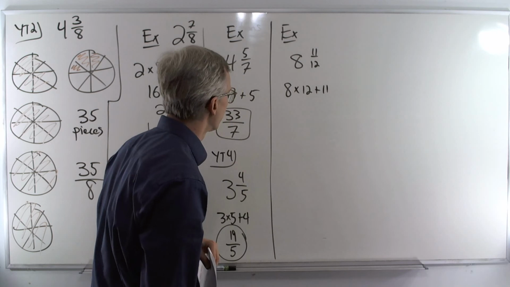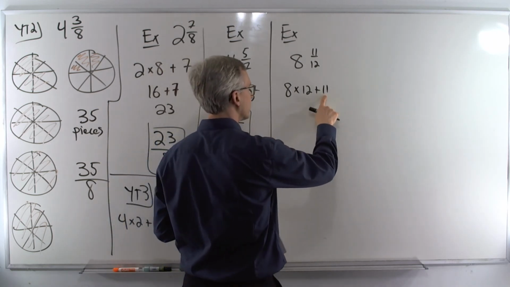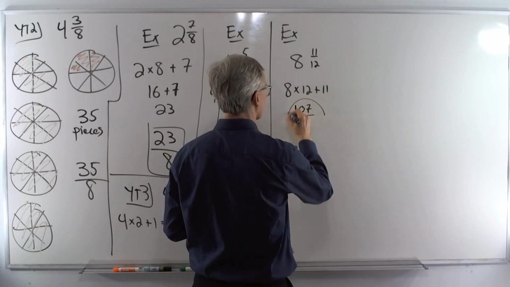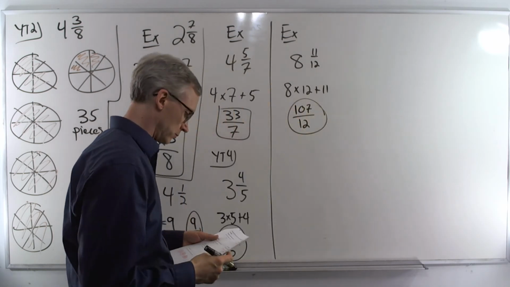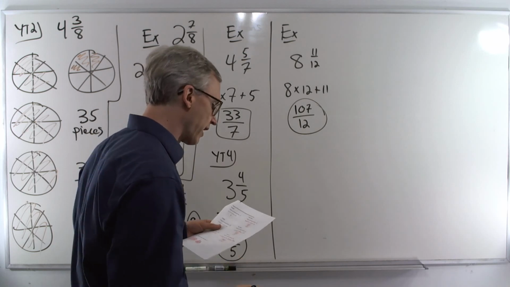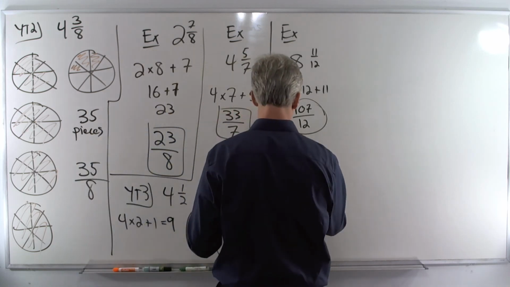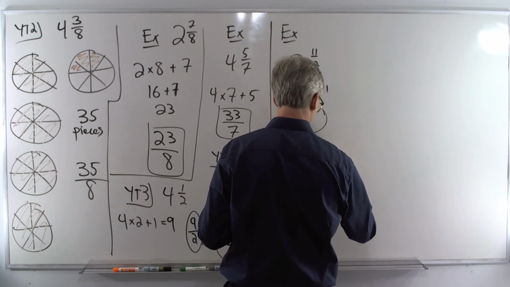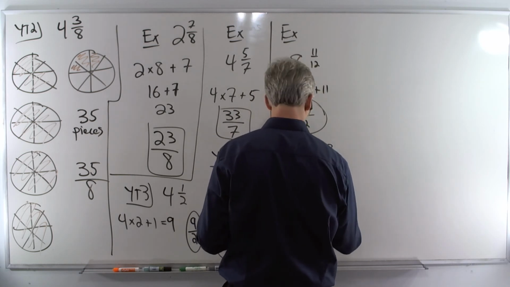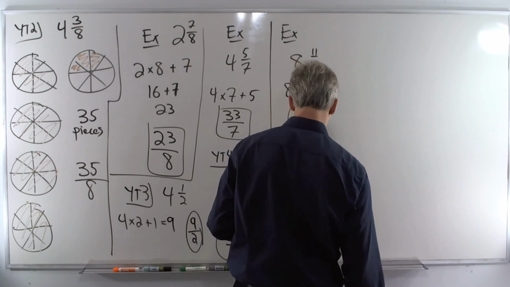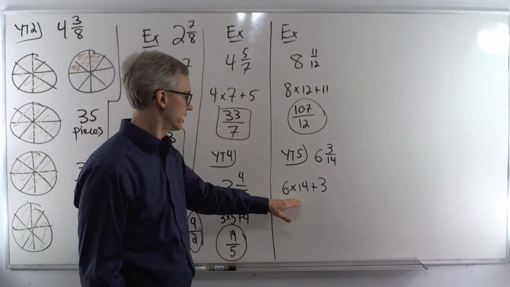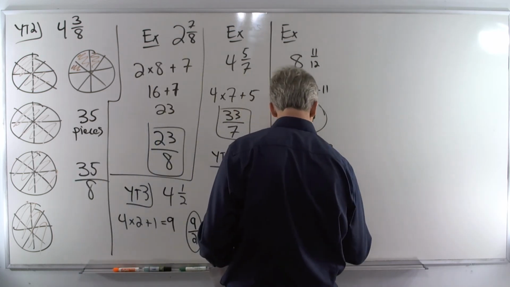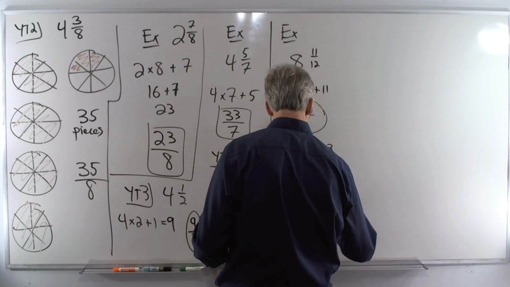Next up, 8 11/12. So 8 times 12 plus 11, that's 96 plus 11, 107 twelfths. Your turn, number 5, 6 and 3/14. All right, 6 times 14, that's 84, plus 3 is 87. 87 over the denominator, 14.